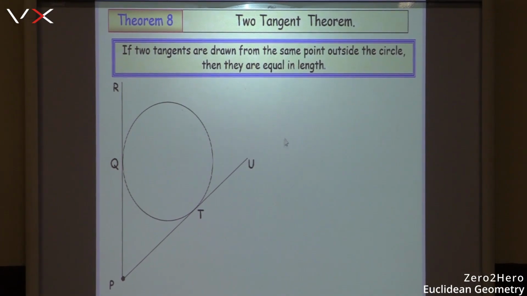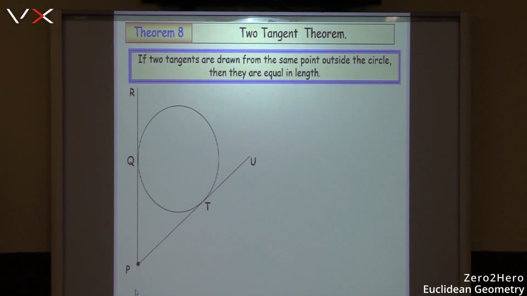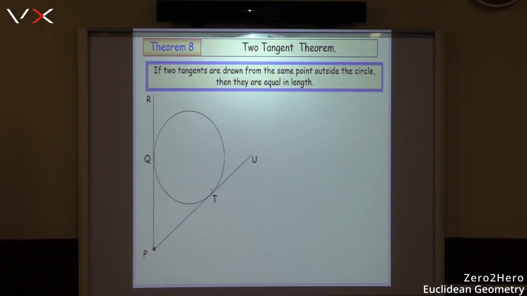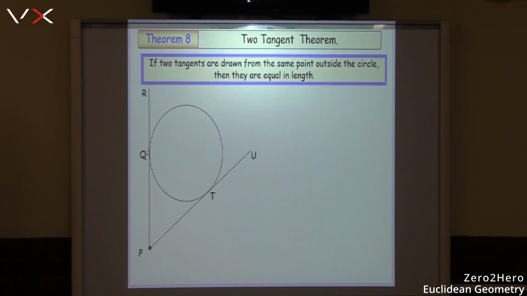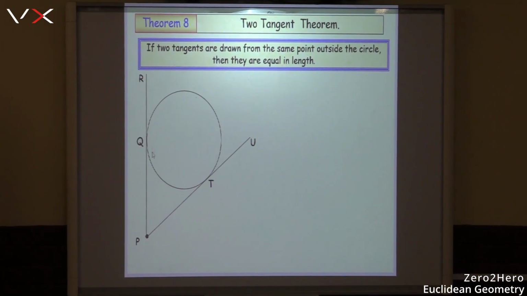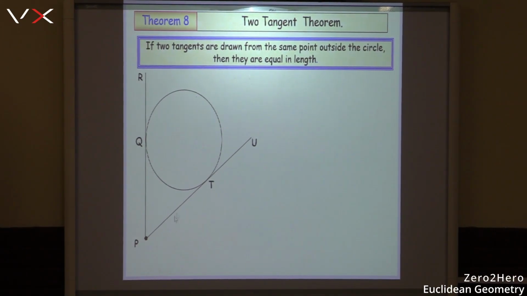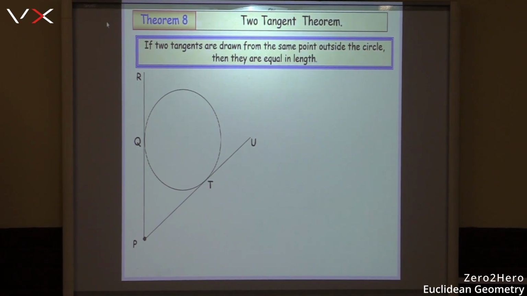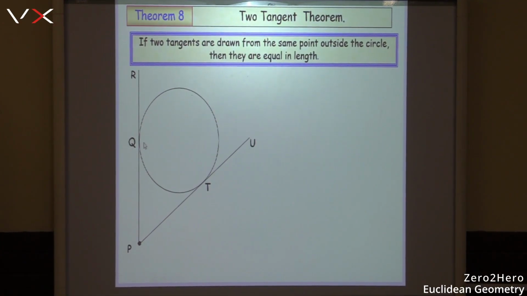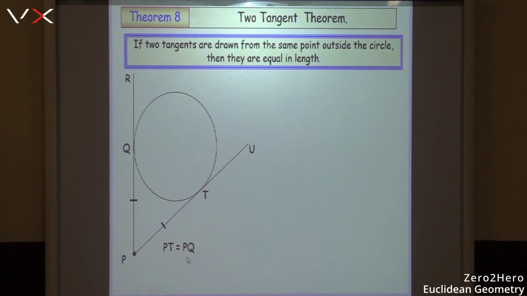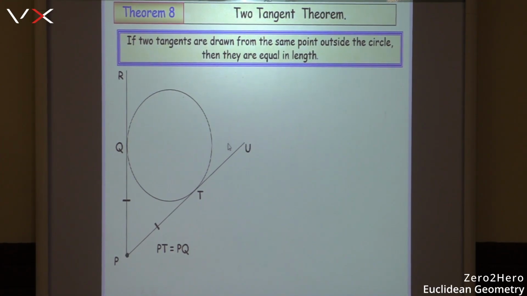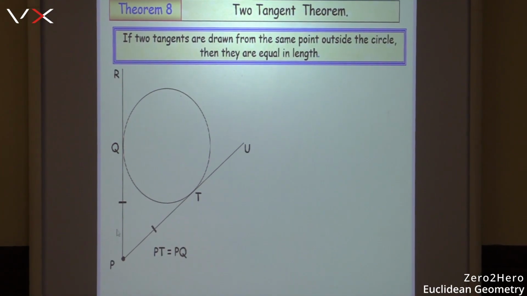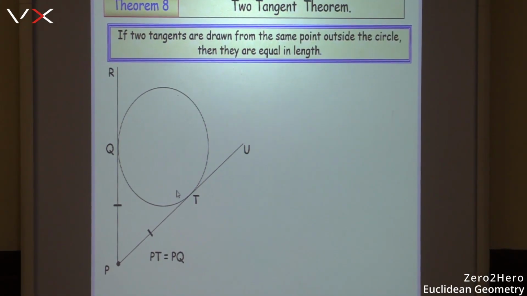Now, don't misinterpret this theorem and say it says PR is equal to PU. Those are lies. These tangents are equal up to the contact with the circle, not beyond. So PQ will be equal to PT, or PT is equal to PQ, not PR. They are equal up to the point of contact with the circle. So PT is equal to PQ, not PU equals to PR. That's lies. They are equal up to the point of contact with the circle.